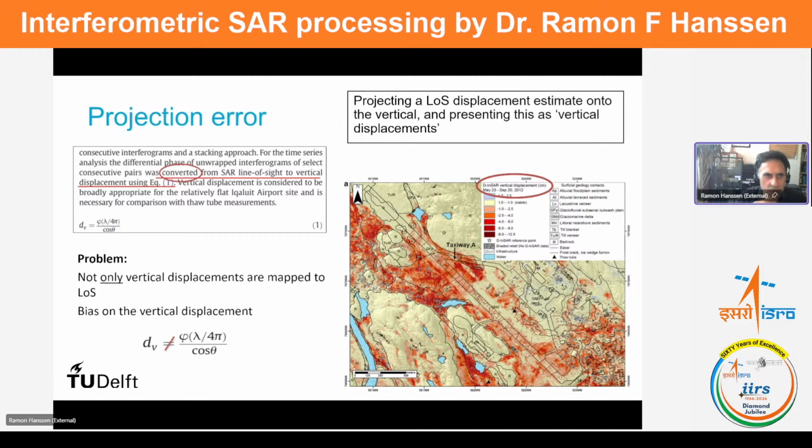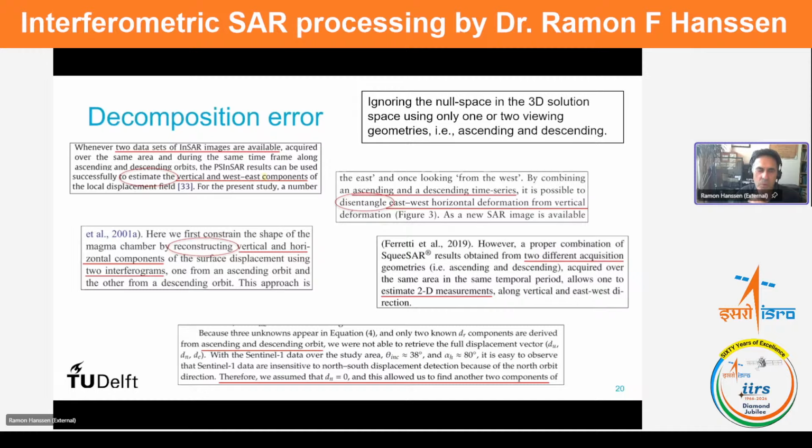The other one is maybe more important and a little bit more difficult. This is what we call the decomposition error. And if you write it mathematically, basically we're ignoring the null space in the 3-dimensional solution space using only 1 or 2 viewing geometries, for example, ascending and descending. Now, statements that you see here is that if you have 2 data sets of INSAR images available, then we can estimate the vertical and east-west or west-east components, or that it is possible to disentangle east-west from vertical, or that we can reconstruct vertical and horizontal from the 2 interferograms, that we can estimate them.